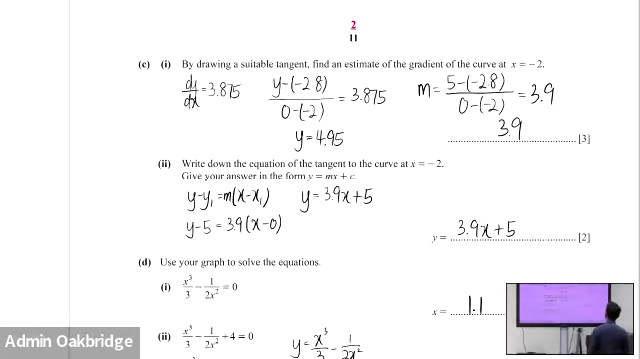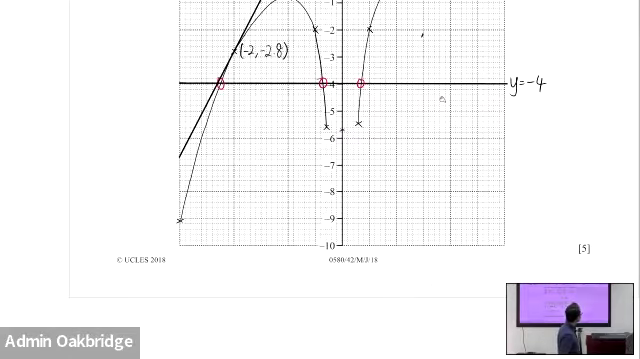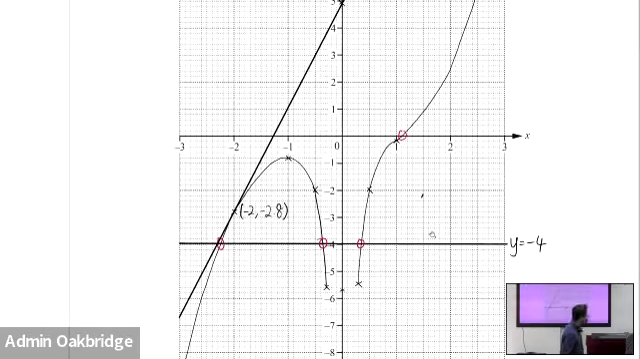The next question is, you want to get the tangent. This is one of the most popular questions for the graph. Always want to get the tangent. Drawing a suitable tangent, find an estimate of the gradient of the curve at x equals 2. So the problem is the drawing of everyone is different, right? So you can't guarantee that you can get the perfect tangent. If you cannot get the perfect tangent, then how can you get the perfect gradient? And make sure your answer is within the range. That's the problem of drawing here, right?